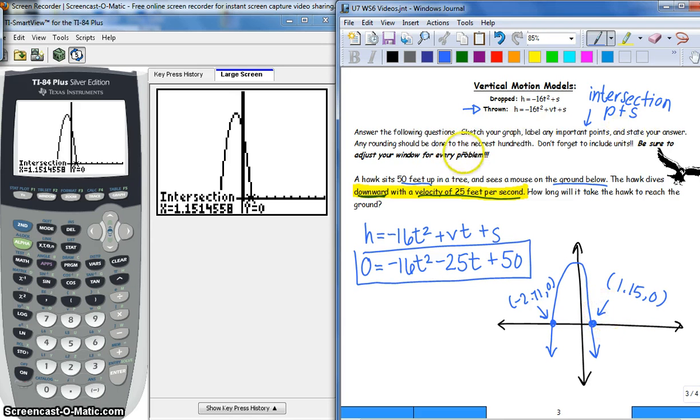So far we have done everything except actually give the answer to the problem. How long will it take the hawk to reach the ground? Well, a hawk can't take negative amount of time to get to the ground, so we use our positive answer. It takes 1.15 seconds. And there you go.